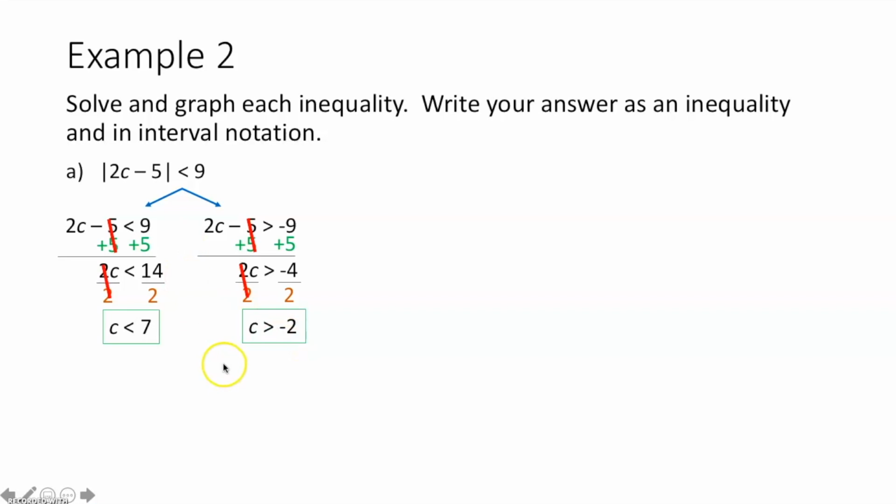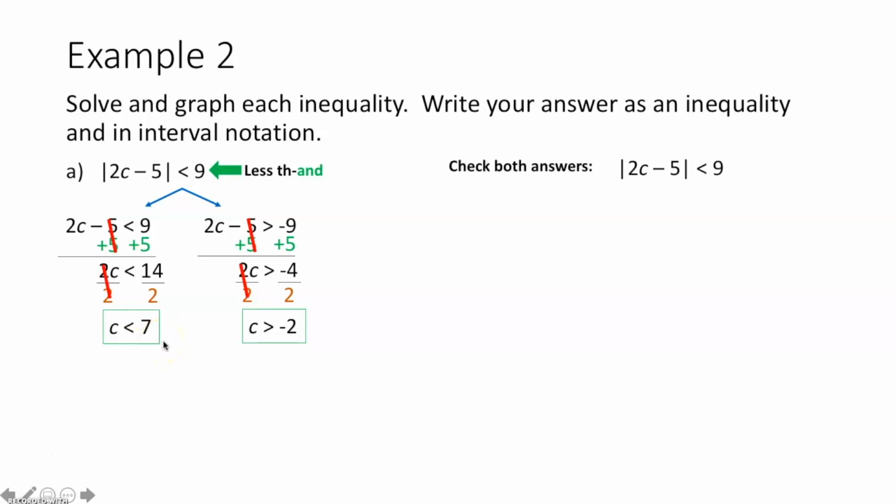Now I decide, is this an "and" or an "or" statement? So I go back to where the absolute value was by itself on the left side of the inequality, and you can see it's a less than. Less than means it's an "and" compound inequality. So what that means is I need to check a c value that's in between negative 2 and 7. So let's go ahead and do that.